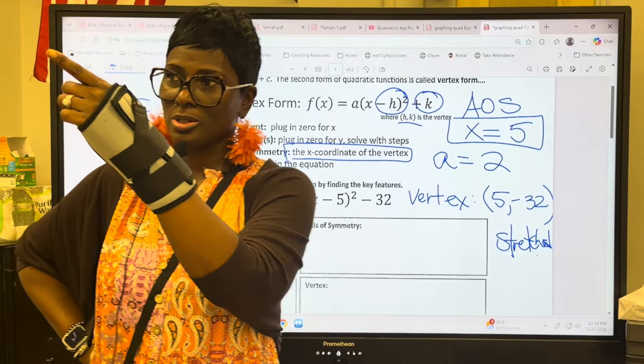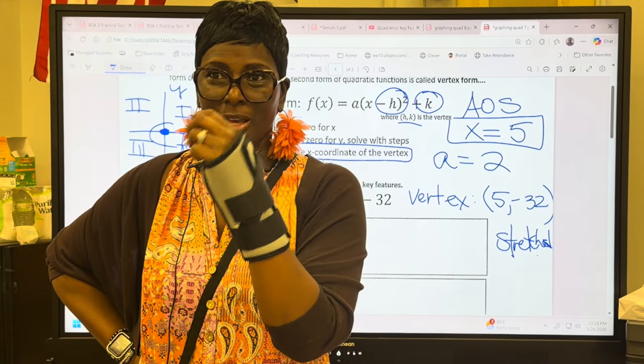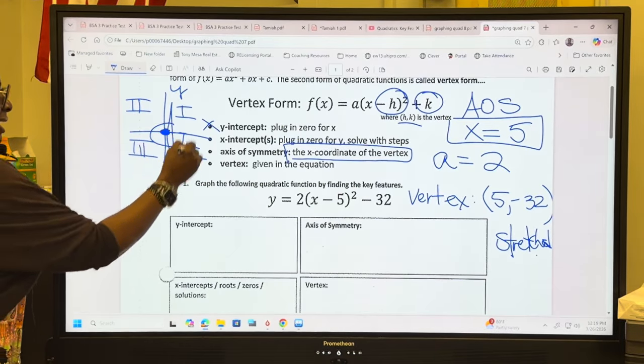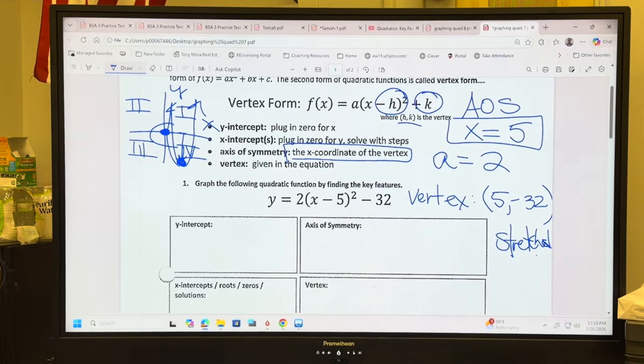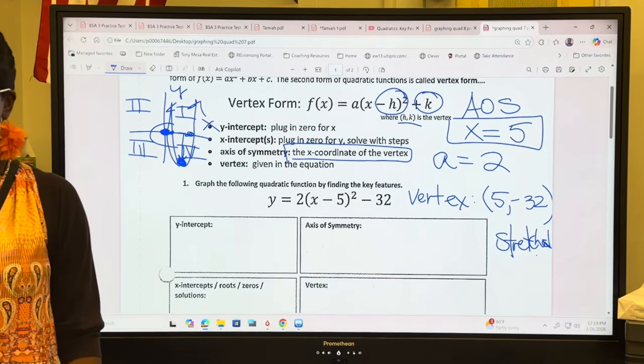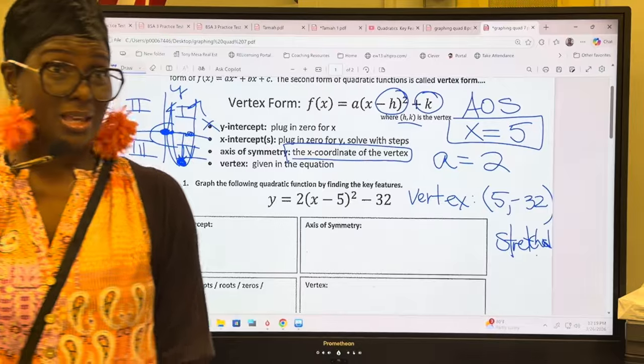How many solutions? 2. Is that correct? Yes. Why? Because this thing gonna do something like this, isn't it? Yes. And so now you're gonna hit the x-axis 2 times. Do we see that? Yes?